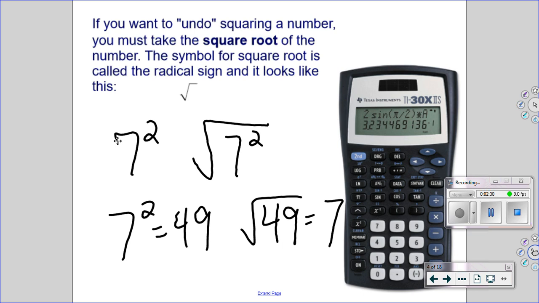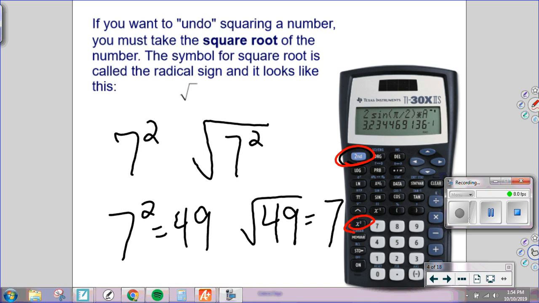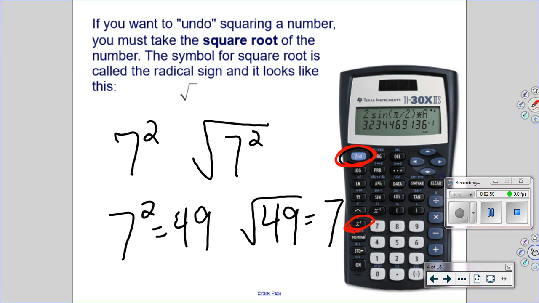Everyone please take out your calculator. In order to find the square root symbol, you need to press the second button, and then you need to press the x squared button. So you can try it now. If you wanted to check what the square root of 100 is, you would press the second key, then the x squared key. On your screen, you would get the radical sign, and then you would type in 100. What is the square root of 100? Nice job, it's 10. And that's how you would use your calculator.